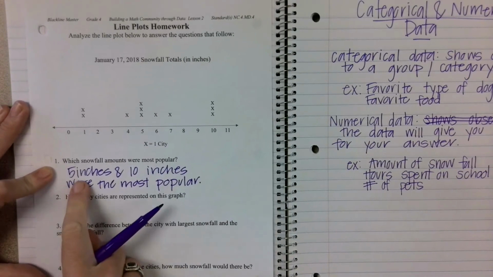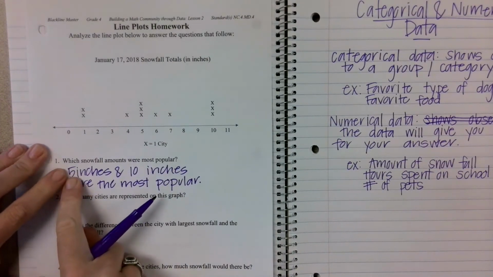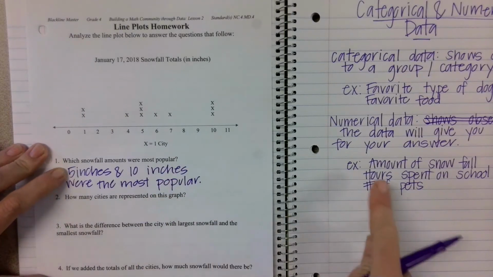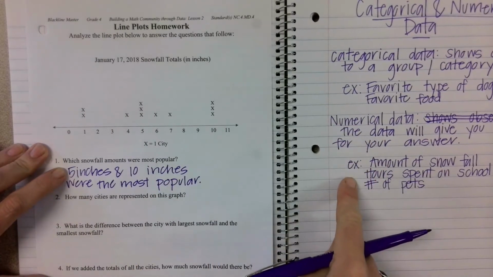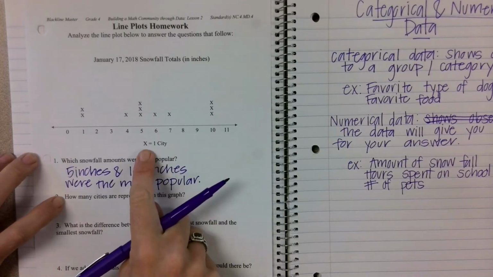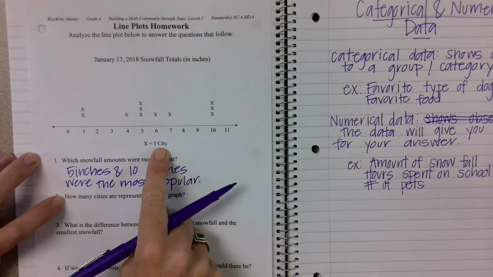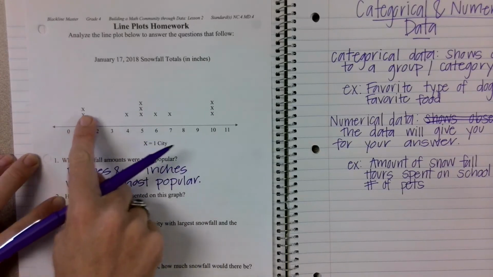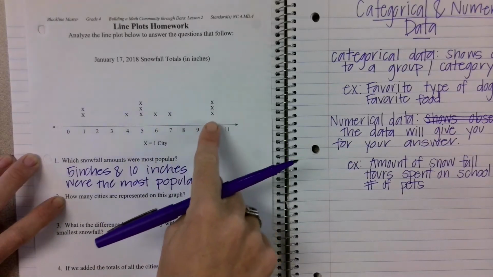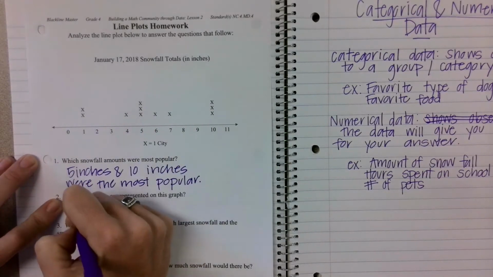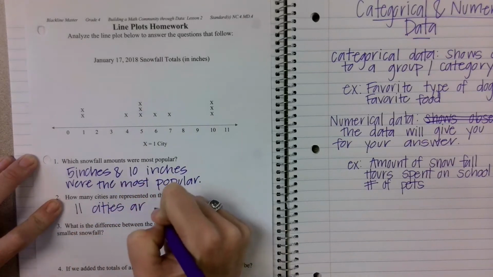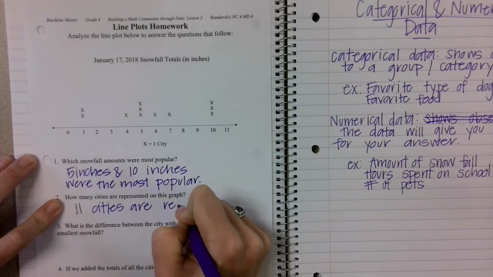Next question. So you can see how my answer was 5 and 10, and that's a number. So we already know it can be numerical data. How many cities are represented in this graph? Well, it says 1 X equals 1 city. So all I have to do is count the X's. 1, 2, 3, 4, 5, 6, 7, 8, 9, 10, 11. 11 cities are represented.